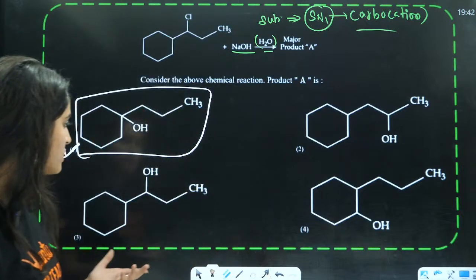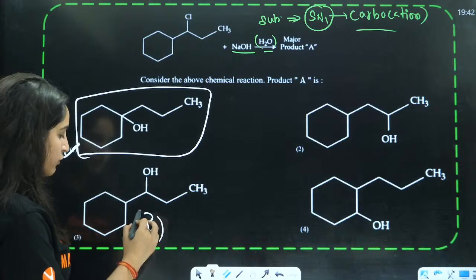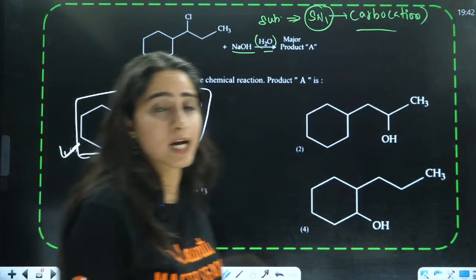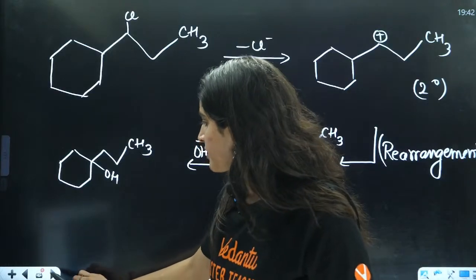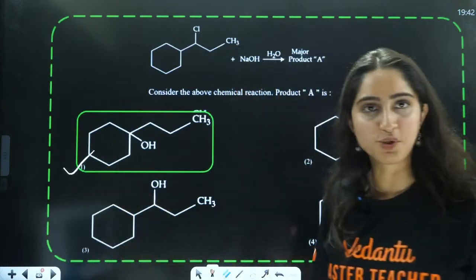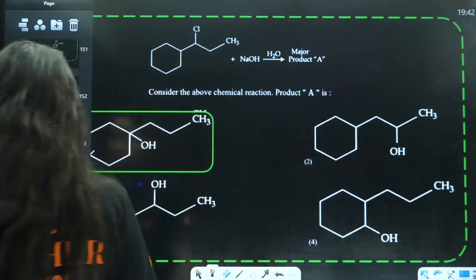Okay, students usually will get confused with this third one, but that is not the correct answer. First is the correct answer. So the answer is this one. Okay, guys.